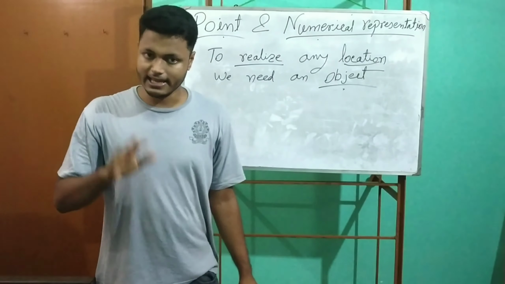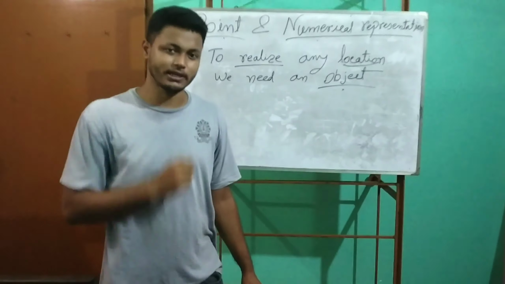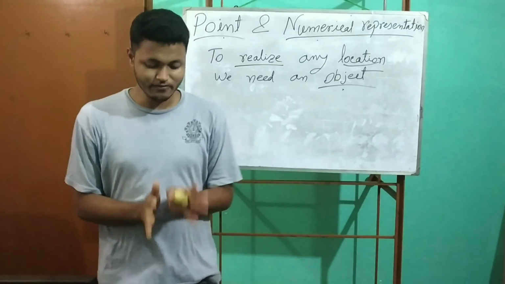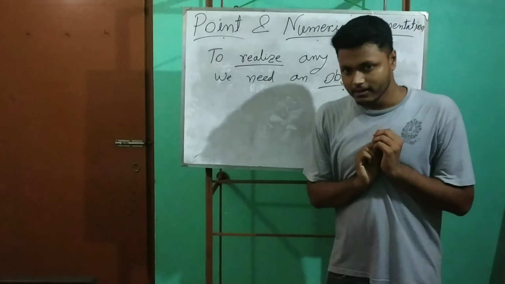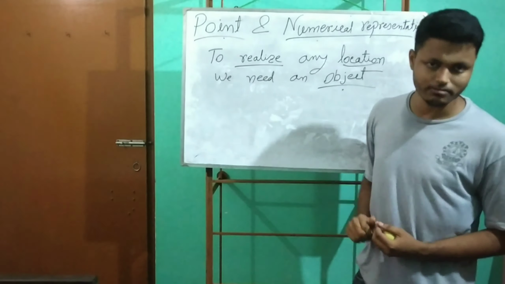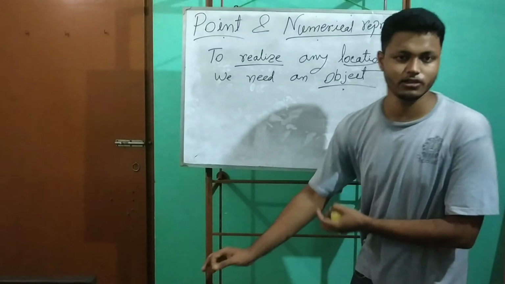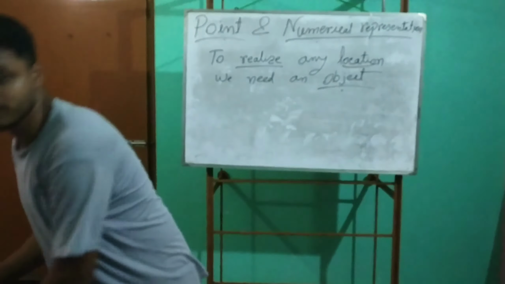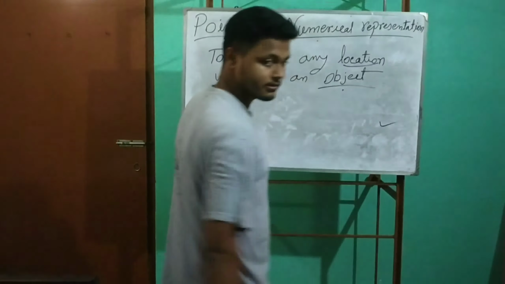Suppose I am standing here, so my body is an object and it's representing a particular location. Now if I shift from here, then this location is not visible. It's no longer visible. You can't realize this location in fact. So basically, to realize a location, you need an object.